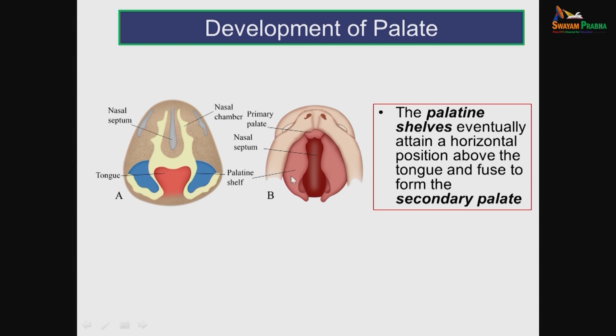This is a picture to show the developing mouth and also the palate. This is a section. The palatine shelves, you can see from this picture, are going to fuse. They are going to attain a horizontal position above the tongue. These two, marked in blue color, are the palatine shelves which are going to fuse above the developing tongue, and you can see the nasal septum coming from above, which is also going to fuse with the palatine shelves.